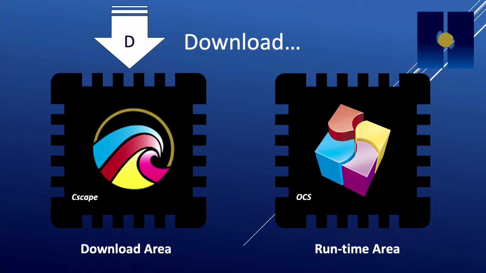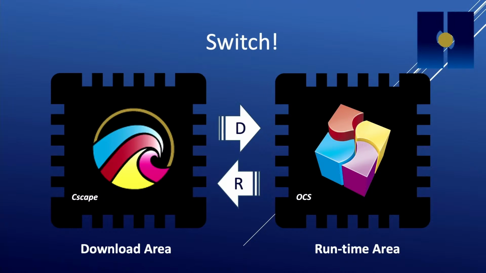So you can download those logic changes into the download area, and Cscape handles that for you. And then once that is complete, then you can switch. Okay, with the press of a button from Cscape, the programs immediately switch. So there's no stop involved. Effectively, the residing runtime program is executed, and then the switch happens, and then the very next instant at the top of the next scan, the downloaded program is now executed.